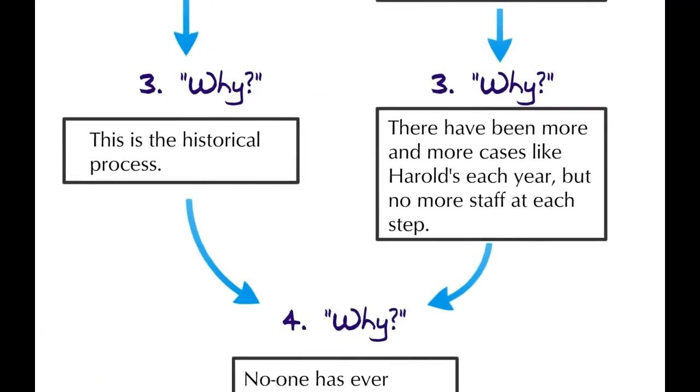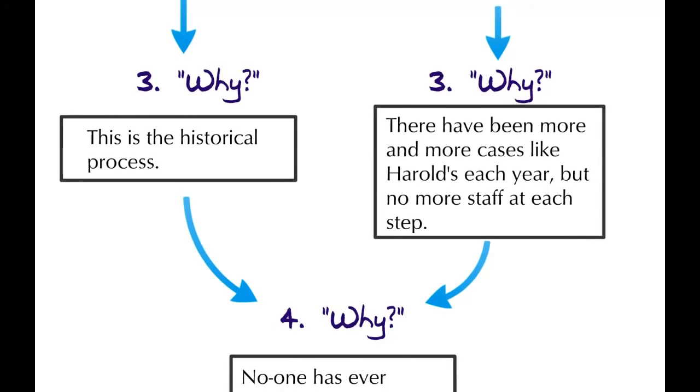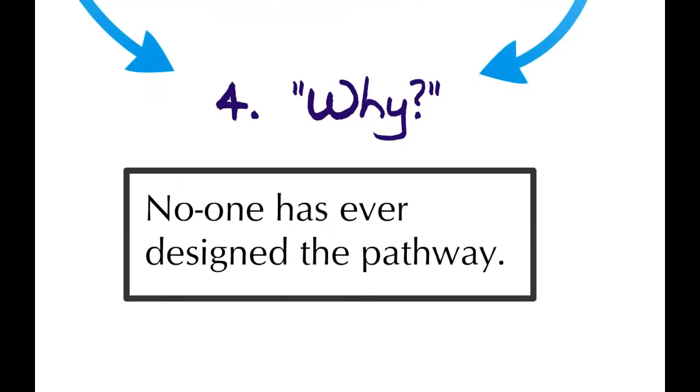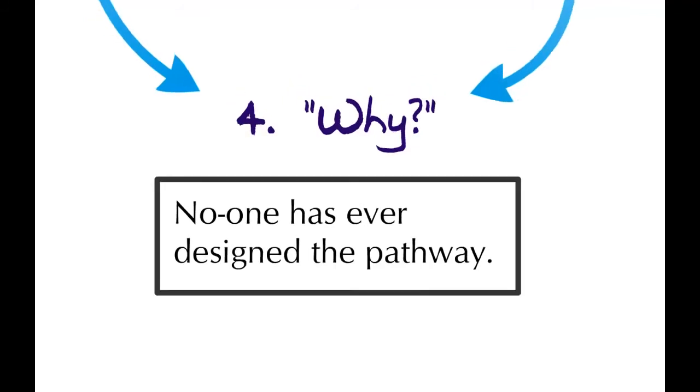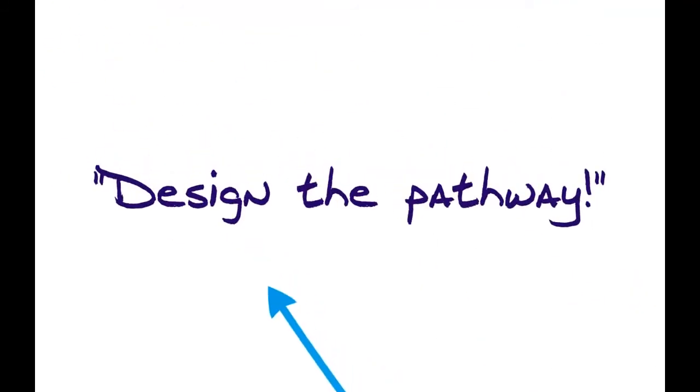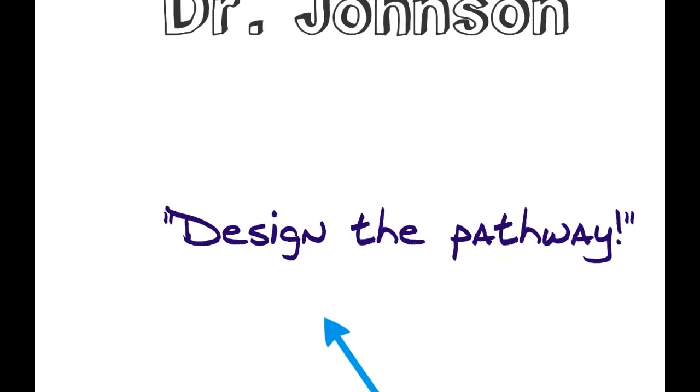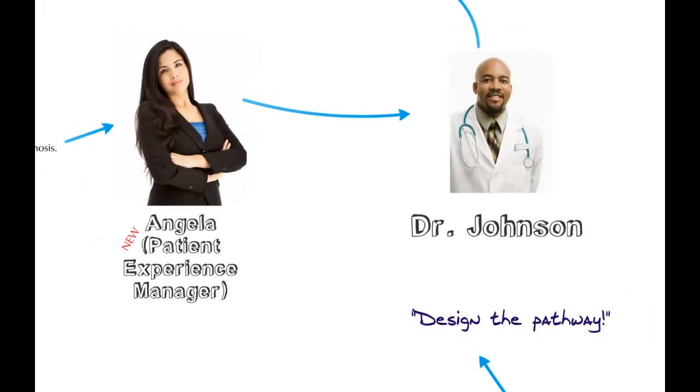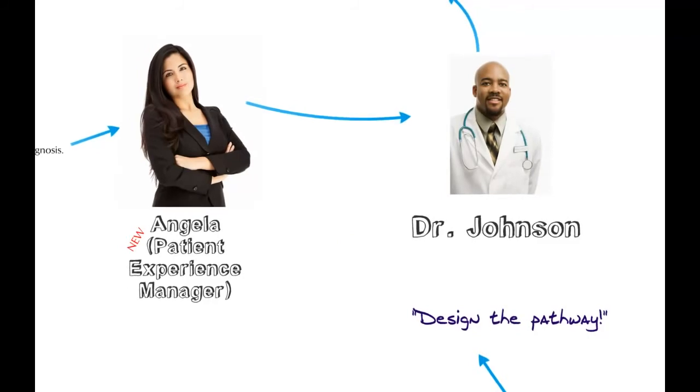And why is it that the historical process is like that and they haven't put more staff on? Well, it's quite simply that nobody's ever designed the pathway. As you can see, we've found the root cause. And what we can do with the root cause is act on it, which means we can design the pathway. So Angela and Dr. Johnson can work to resolve the problems that Harold's been experiencing.